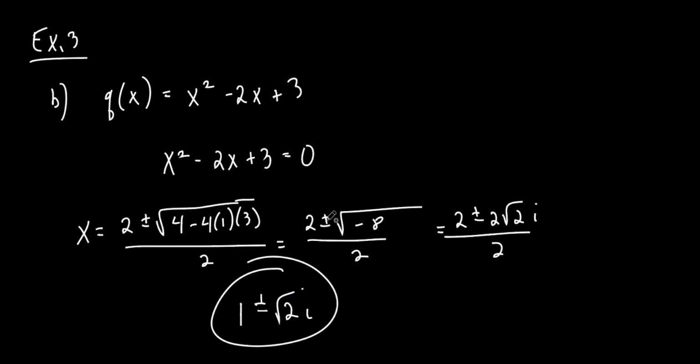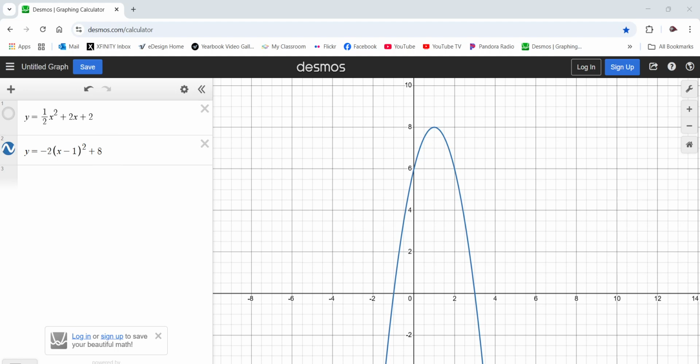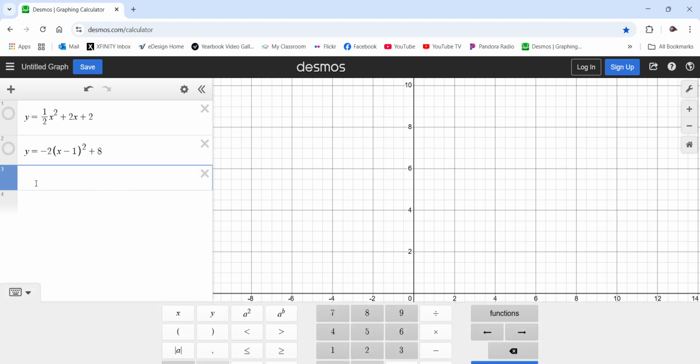Now, what does that tell you about the graph? Let's do it real quick. If the bell rings, just hang on for a minute, okay? That's right, it's not going to cross the x-axis, is it? So let's see what it really looks like. It'll look like a regular old parabola. It's just not going to hit the x-axis.